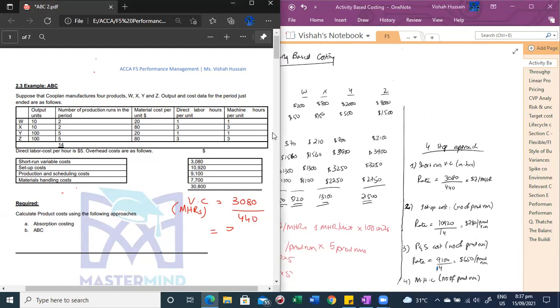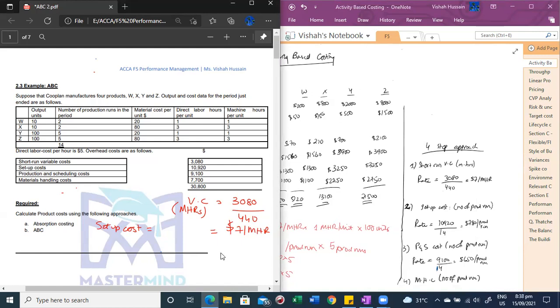$7 per machine. Perfect, Raj. Thank you. Now setup cost. Setup cost is based on number of production runs. Why? Because you initially set up a machinery. You initially set up all the resources that are going to be used in a machinery.